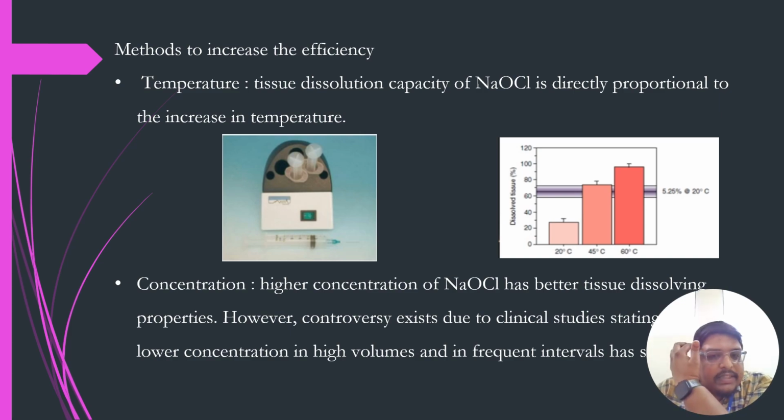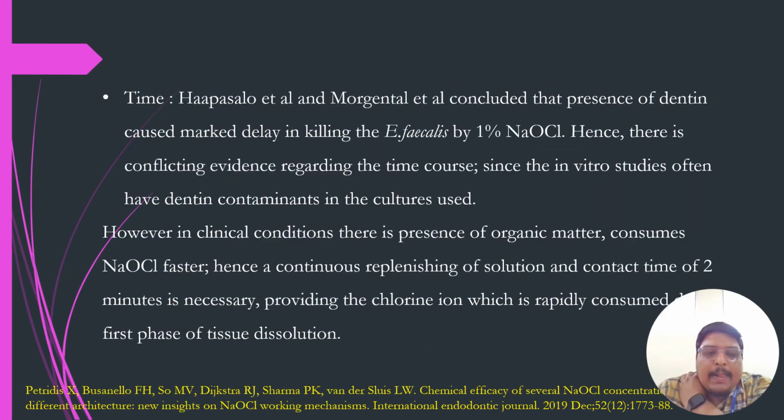Methods to increase the efficiency: temperature. The tissue dissolution capacity of NaOCl is directly proportional to increases in temperature. Concentration: a high concentration of NaOCl has better tissue dissolving properties. However, there is controversy, as clinical studies suggest that a lower concentration in high volumes can be equally effective.